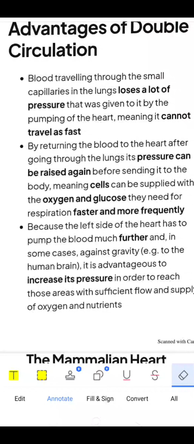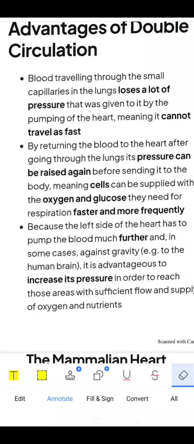And also the double circulation ensures the fast supply of the blood. So that is why there can be the maintenance of blood pressure, and the blood can move fast all over the body. And another thing is, we need oxygen and other food materials frequently in our body. We need these materials frequently, so that is why the frequent blood supply is needed.